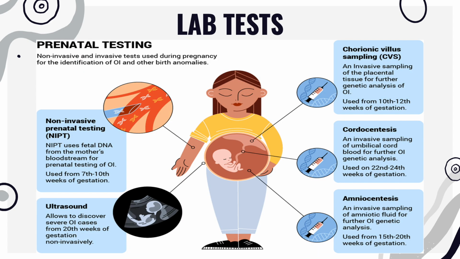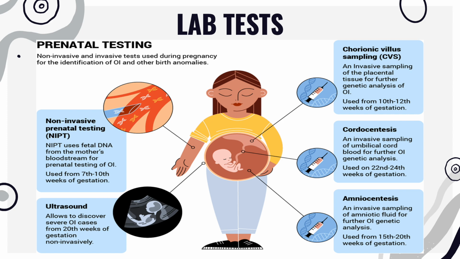Let's look at the prenatal testing. It involves non-invasive and invasive tests that are used during pregnancy for the identification of OI and other birth anomalies. The non-invasive prenatal testing, NIPT, uses fetal DNA from the mother's bloodstream for prenatal testing of OI. It is used from the 7th to 10th week of gestation. The next one is ultrasound. It allows us to discover severe OI cases from the 20th week of gestation non-invasively.